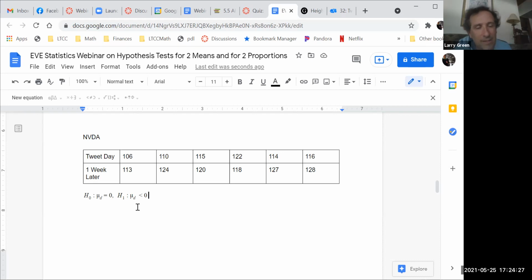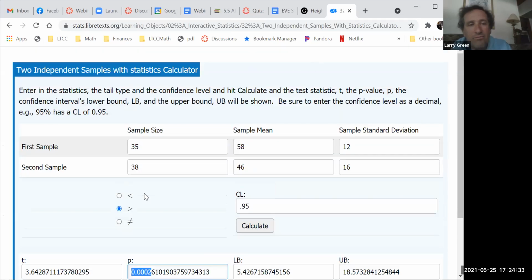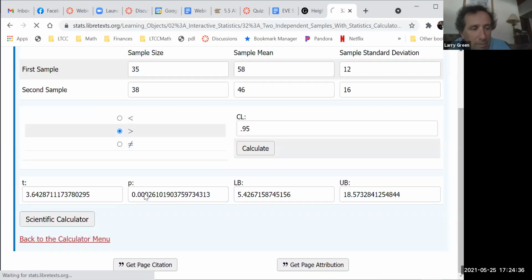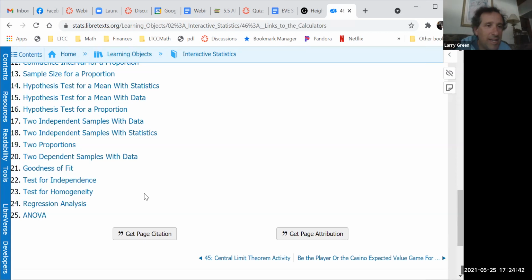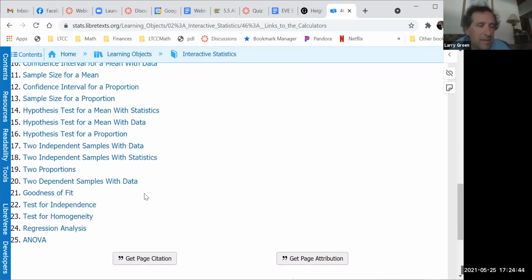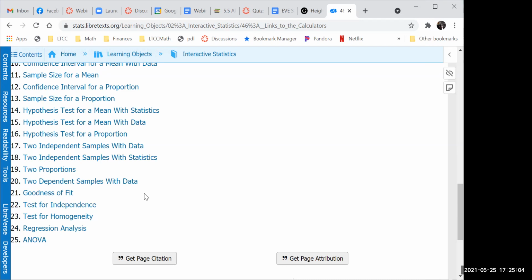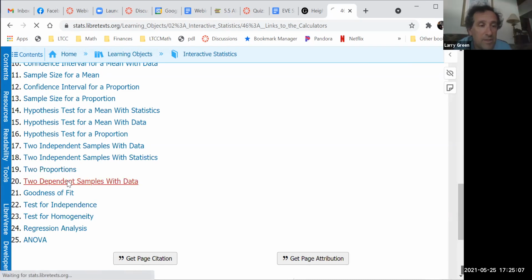Okay, then I can go to my calculator. So let's do it. This calculator won't work. So let's go back to the calculator menu. Which calculator do you think I need? Number 20, 2 dependent samples with data. So I click on that.